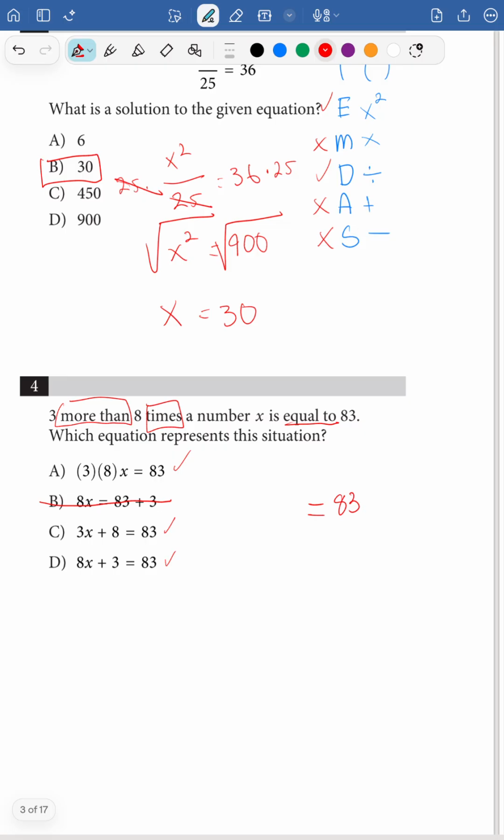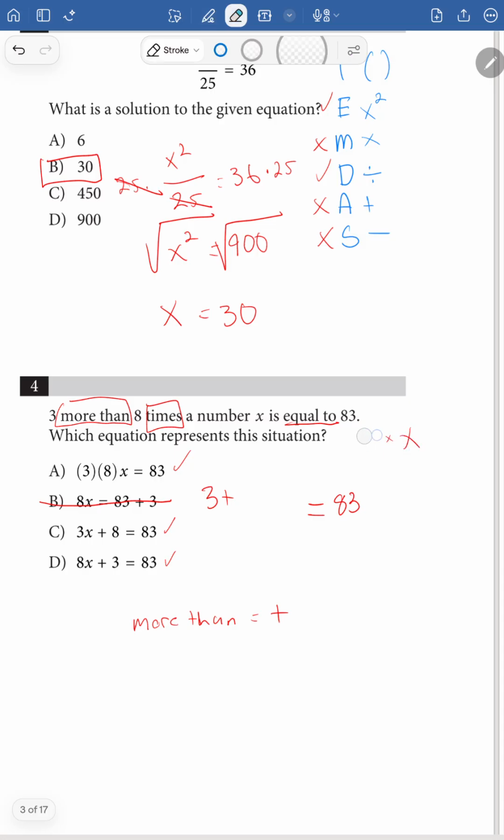We know that when you have more than, that means addition. So 3 more than whatever comes after that. 3 more than 8 times the number x. You can write this as 8 times x, but you know when you're multiplying a number and a variable, you can write those together. So 3 plus 8x. That is 3 more than, so 3 more than 8 times the number x is equal to 83.